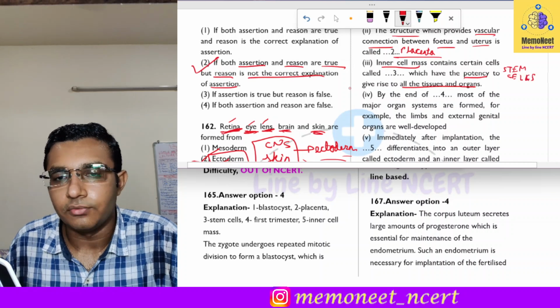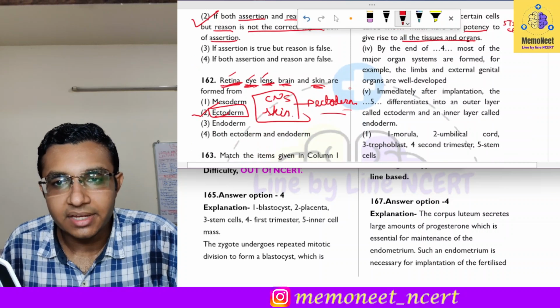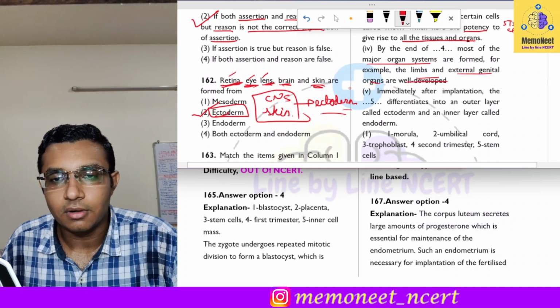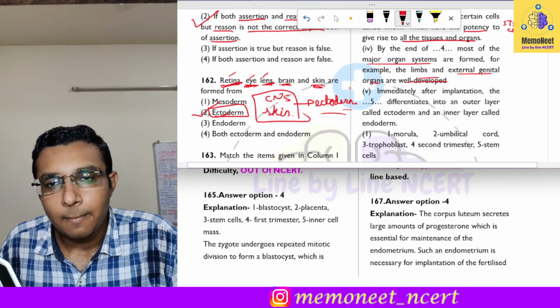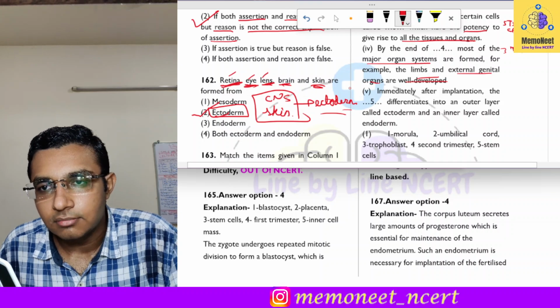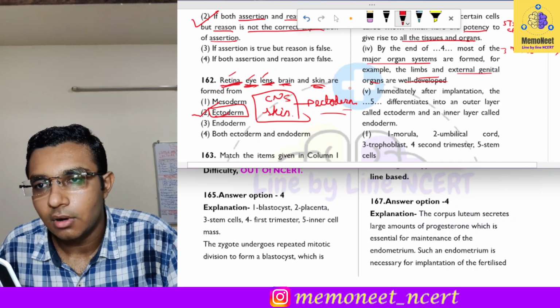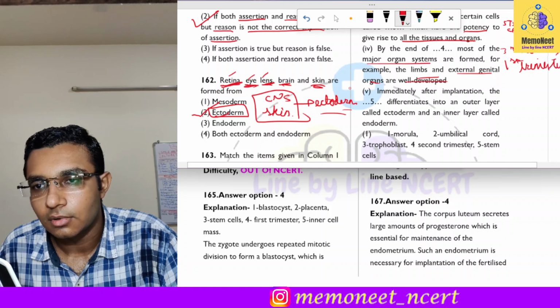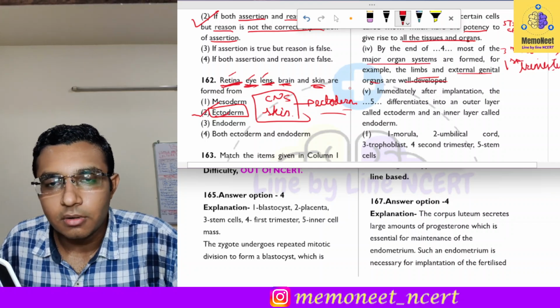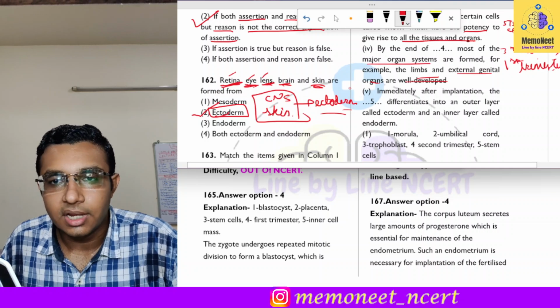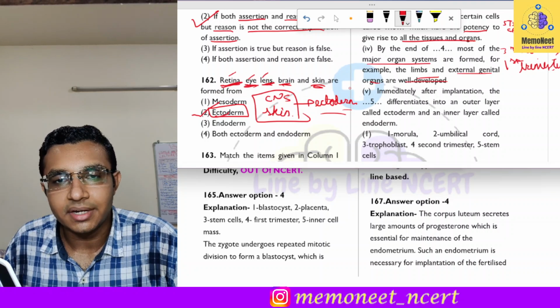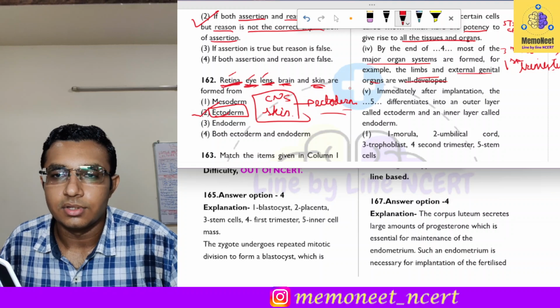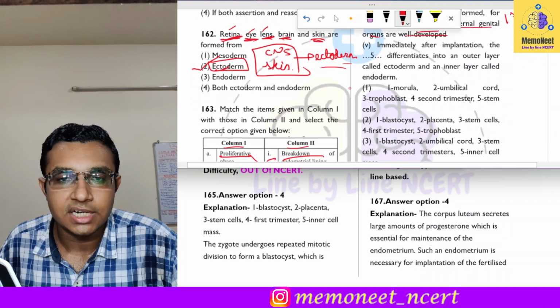The fourth statement is: by the end of dash, most of the major organ systems are formed. For example, limbs and external genital organs are well developed. So by the end of the third month, or the first trimester, all the major organ systems are formed, like the limbs and external genital organs are well developed. So in place 4 there will be the first trimester.